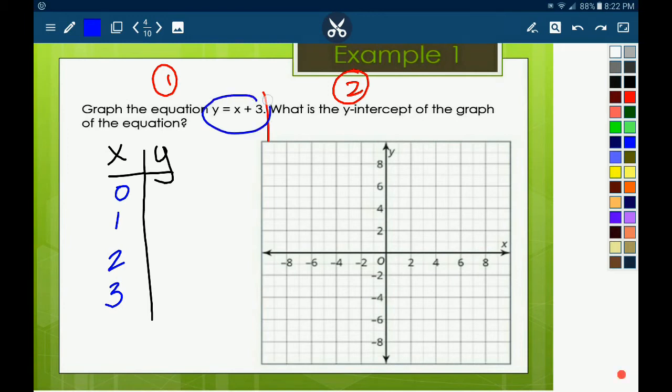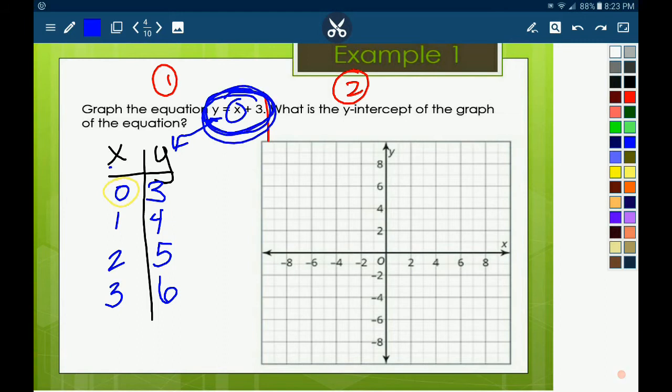Now this equation says that in order to get your output, y, you need to take your x and not multiply, but add 3 to it. So what is 0 plus 3? That would be 3. What is 1 plus 3? That would be 4. What's 2 plus 3? 5. What is 3 plus 3? 6. So that's me taking all of my inputs, my x's, and adding 3 to them, because that's what the equation says to do.